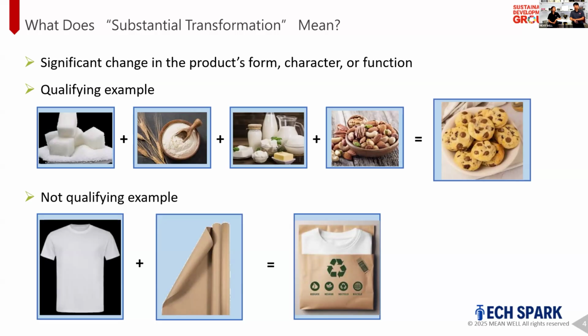However, for a non-qualifying example, take a manufacturer of shirts in the U.S. that buys the shirts from, say, Southeast Asian countries that are not on the TAA designated countries list, and then buys the packaging here and wraps it together, and now labels this as made in USA. That's definitely not okay, and it is not TAA compliant because it's still a shirt. It didn't go through the substantial transformation.